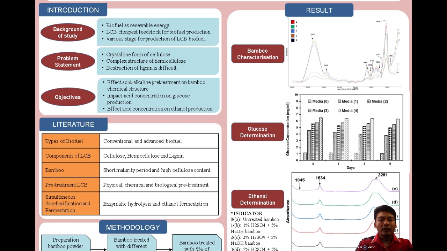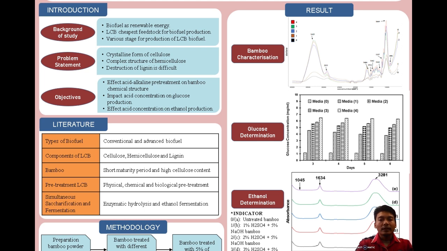The problem statement for this study: the crystalline form of the cellulose and the complex structure of hemicellulose inhibit the enzymatic activities to the lignocellulosic substrate. This will result in a low hydrolysis rate in the LCB. Other than that, the destruction of lignin in the LCB is rather difficult due to the complex and rigid structure of the lignin. Due to that, lignin prohibits microbial and pathogenic attacks toward the lignocellulosic substrates.